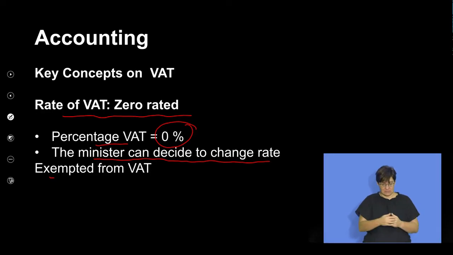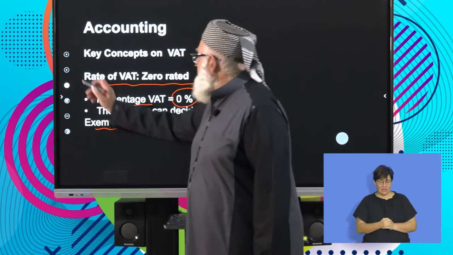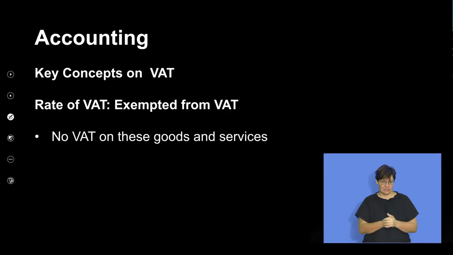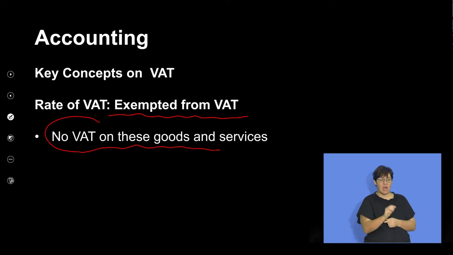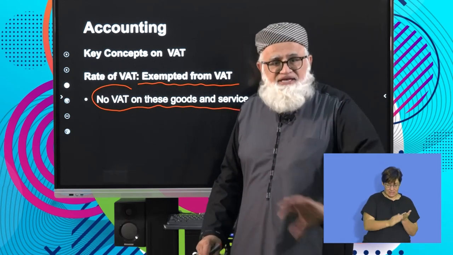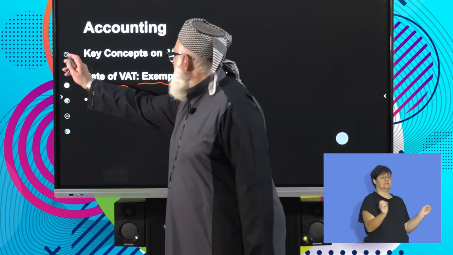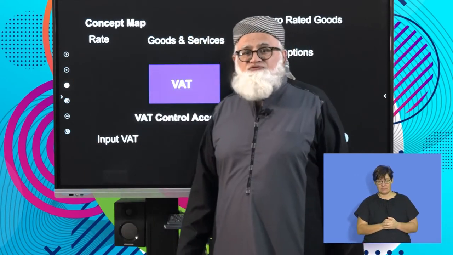And then obviously your VAT exempt items are those items that will never ever have VAT attached to that transaction. We've discussed that in detail already. Okay? So what we said, exempt from VAT are those items where there is no VAT on these goods and services at any time. Right? So your VAT exempt items will never ever have VAT attached to that particular transaction. Okay, so that's it for this segment, guys.